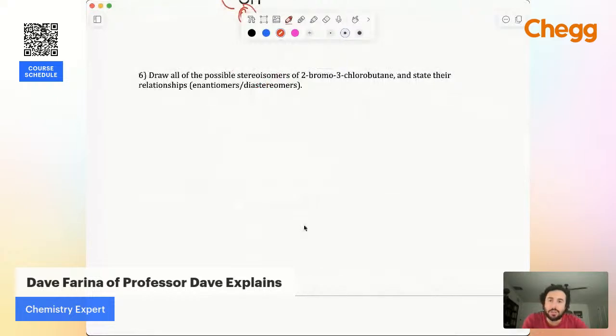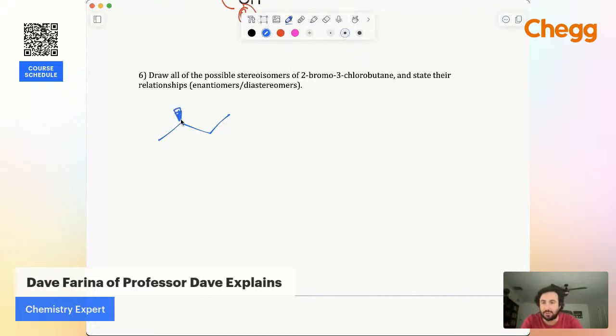Okay, draw all of the possible stereoisomers of 2-bromo-3-chlorobutane and state their relationship. So we want to talk about enantiomers and diastereomers. So let's draw all of them first, and then we'll get the relationships. So it's a butane and then 2-bromo-3-chloro. Let's just draw one of the possibilities. We have to draw all of them, so let's just draw one of them to start.